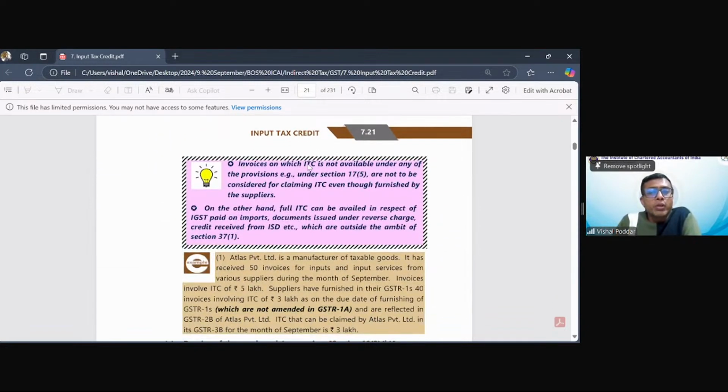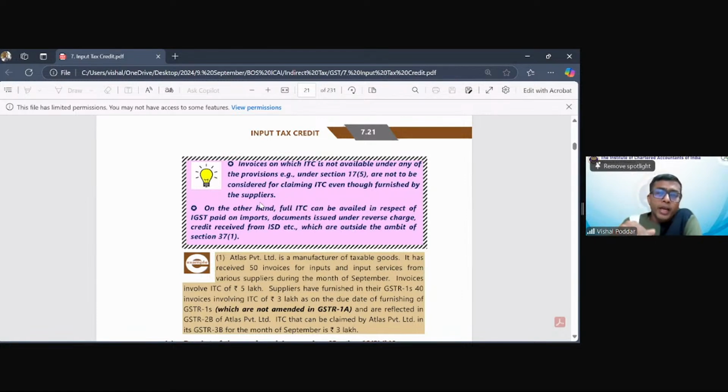Now, invoices on which ITC is not available, because they fall under section 17(5), which we know is the blocked credit section, which we'll be studying later, are not to be considered for claiming ITC even though they are furnished by the supplier. Meaning what? The supplier furnished it because you gave the GST number. It is auto-populating in your 2A, 2B, but you have to know that if it is 17(5), it is blocked, you are not allowed to take credit, but it is auto-populating. So when you are filing your GSTR 3B, it is coming auto-populated from GSTR 2A, 2B to your 3B. You should reverse that credit so that ultimately you have not availed it.